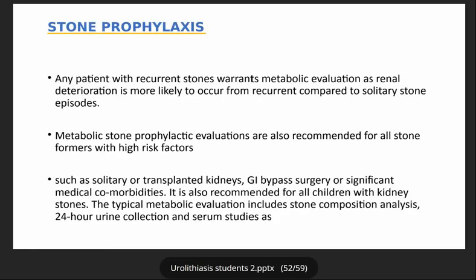So the patient has a stone and you want to do prophylaxis so he doesn't develop another attack of stones in the future. So what you have to do is you have to do a metabolic workup to know what's the reason that the patient is forming stones. What's the metabolic or the endocrinologic abnormality that's predisposing the patient to stone? Because there is a pathophysiology behind the stone. So you have to find it and you have to treat the patient.